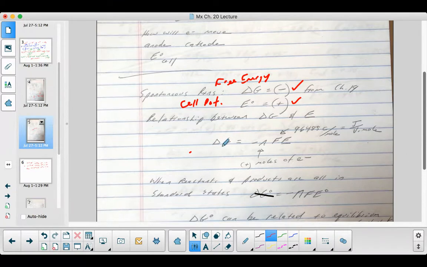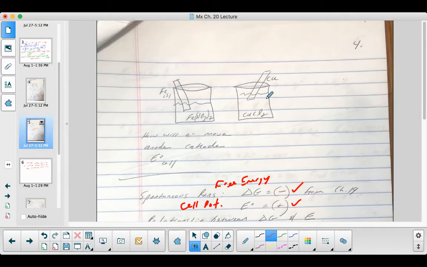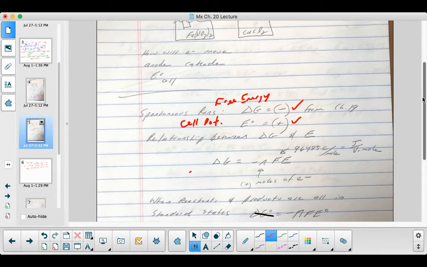So, what's the relationship between the two? Well, this is it. Delta G is equal to negative NFE, where N is the number of moles of electrons that pass through the cell. In the example where we showed the transfer of electrons from one electrode to the other in the voltaic cell, there were 2 moles of electrons. In one of those longer ones that I did, there were 6 moles of electrons in this type of redox reaction. So that's how you would identify the number of moles for N.